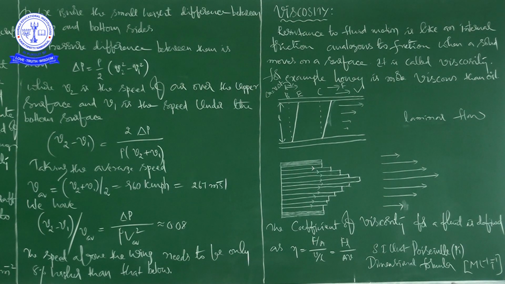Right. Next, when a solid moves on a surface, this is the friction we experience. But resistance to fluid motion is like that, and we call it viscosity. So these three lines give complete information about viscosity: resistance to fluid motion is like an internal friction analogous to friction when a solid moves on a surface.